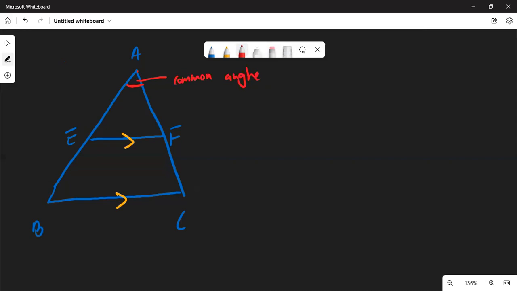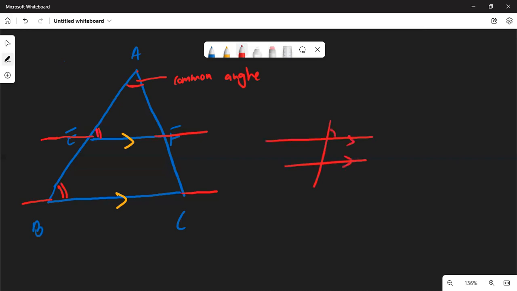Let's say we extend this line, the red line. You can see that these angles are the same, the angle at E and the angle at B, which are corresponding angles from our parallel lines. These two angles are the same.